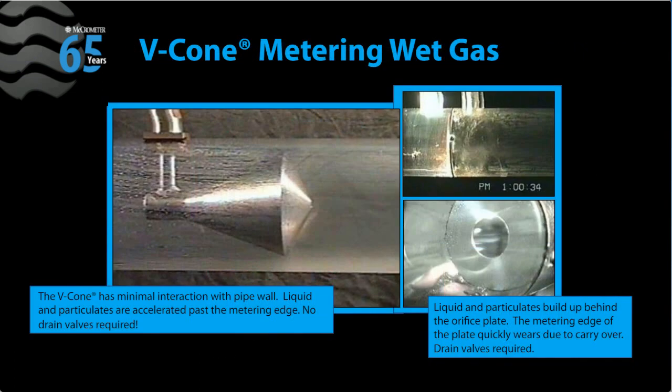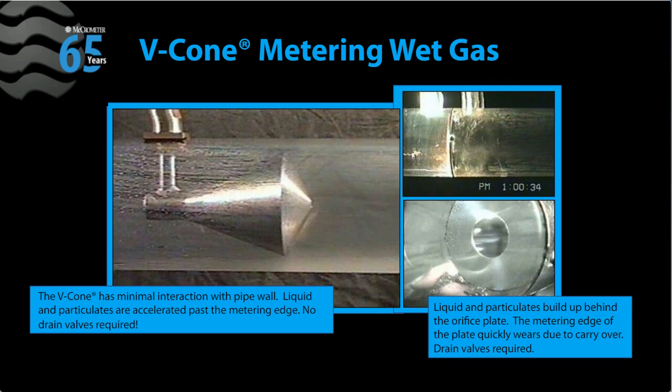And the other advantage of using a V-Cone in a wet gas application is that it has minimal interaction with the pipe wall. So liquids and particulates accelerate past the metering edge, almost bouncing off it. So it does not require any drain valves, and it does not have any buildup anywhere on the cone. Compare that to orifice plate technology, where liquids and particulates will build up behind the orifice plate because they're always trying to go into it. And the metering edge of the orifice plate will quickly wear due to the carryover, and there's also going to be the need for drain valves.